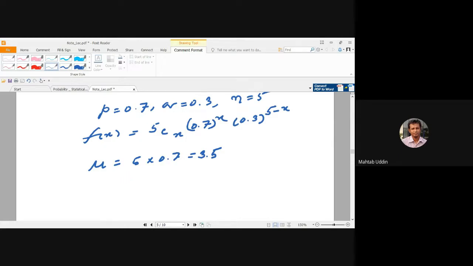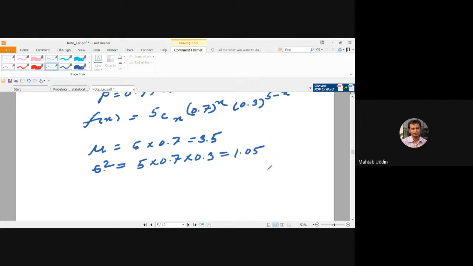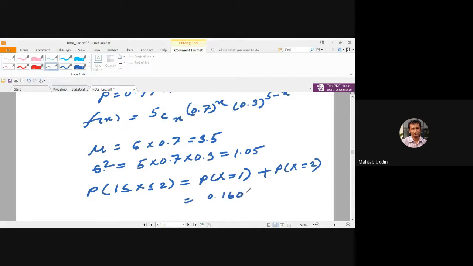Wait. 5 into 0.7 into 0.3, that is 1.05. Then they said to find the probability of 1 less than or equal to x less than or equal to 2. Just P(x equals 1) plus P(x equals 2). I ask you to put the values x equal to 1 and 2 here, and then sum. You will get 0.16065, or you can write 0.1607. Okay.